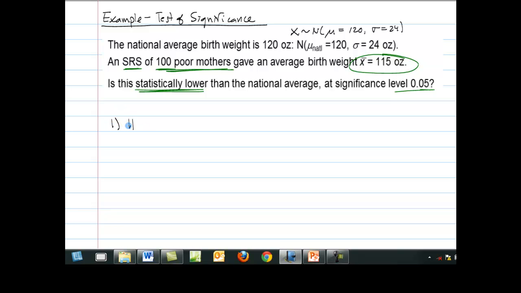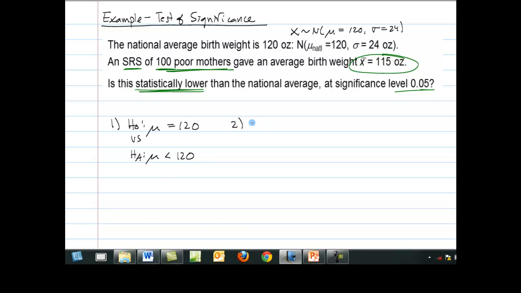First of all, let's state our H0 and HA. Remember, our H0 and HA are always about parameters. So we're saying the mean is 120. We think that we might have something that's statistically lower, so we want to test the average for this group against the mean and call it less than 120.